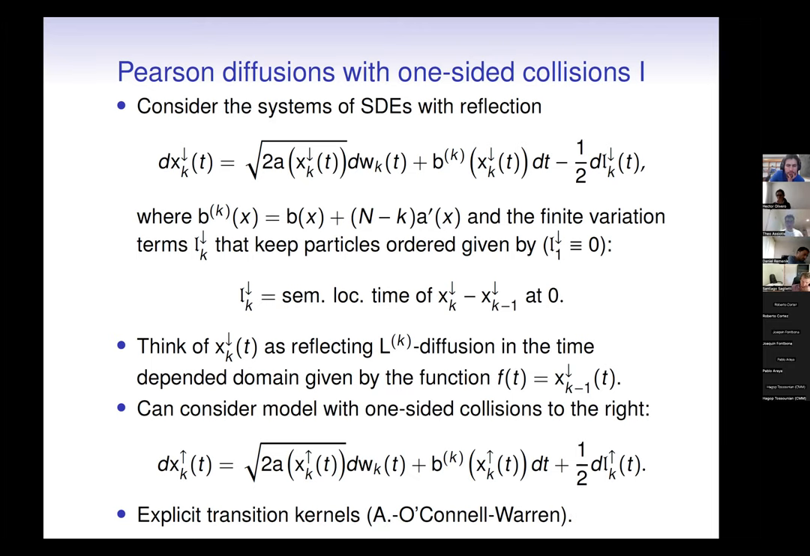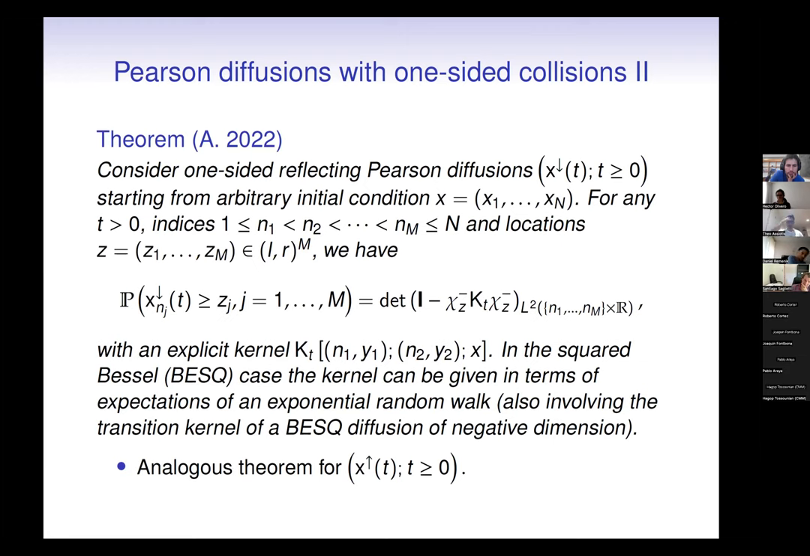And so again, the theorem is: you start these Pearson diffusions from some arbitrary initial condition, and then you get an analog of the theorem I showed you before, where you can write these probabilities in terms of a Fredholm determinant of some kernel, which is explicit. So you can do that in general. However, the form is not, in general, as nice as in the Brownian case. However, you can get something as nice as in the Brownian case.